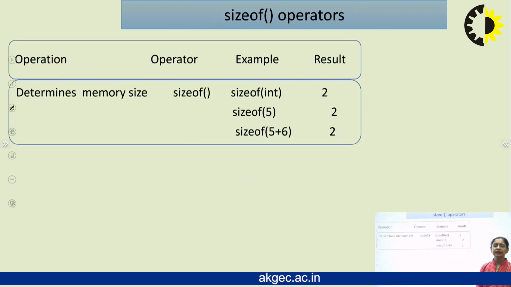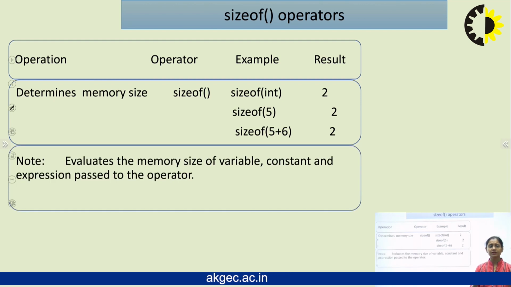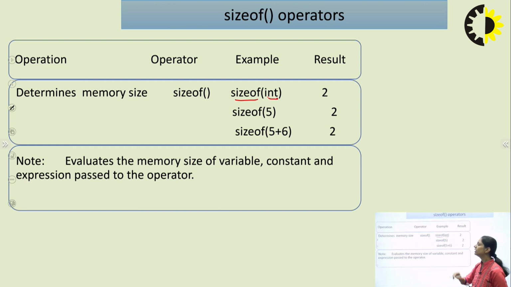The next type of operator that we have is the sizeof operator. The sizeof operator evaluates the memory size of a variable. It could be a constant or it could be an expression. If we look over here, this sizeof operator is a predefined operator. The int has a memory size of 2 bytes. That is why when we are asking for the size of int, it returns a value of 2. If we look here, this 5 again is an integer constant, and hence the size of 5 would again be 2.